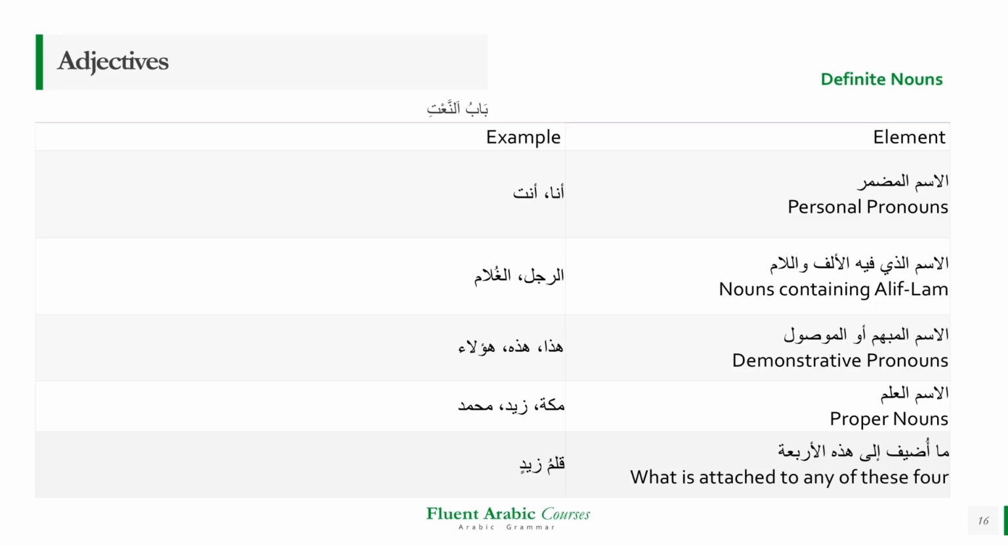If you say baytu Zaydin or masjidu Muhammadin, in all these examples, it becomes clear which masjid or which noun we are talking about. You can also say baytu Muhammadin. So it becomes clear which house we are talking about. It is the house of Muhammad. So it becomes definite. You can say قلم هذا or قلم هذه or كتاب الرجل دفتر الغلام.